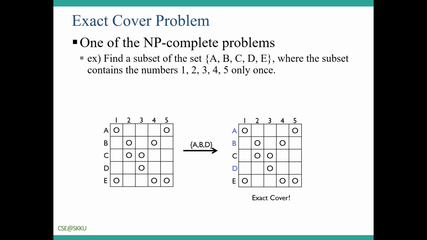Now suppose that we select another subset, A, B, D. This does form a valid solution to the exact cover problem because the numbers 1, 2, 3, 4, and 5 are each included exactly once with no overlaps. Interestingly, Memfix takes a similar approach. It transforms the task of fixing memory deallocation errors into an instance of the exact cover problem.